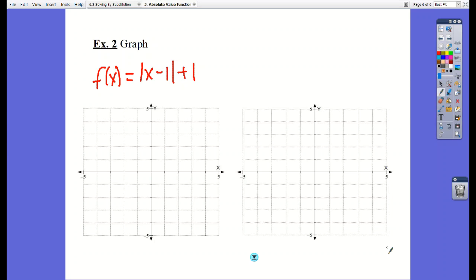So the vertex is always at h comma k. Someone raise their hand and tell us, I'm going to plot this. Sam, where am I going to plot the vertex? 1, 1. So you guys should do the same on your paper. Plot 1, 1. And then we're looking at the A value. Everyone should be able to tell us, what's the A value, the number in front?